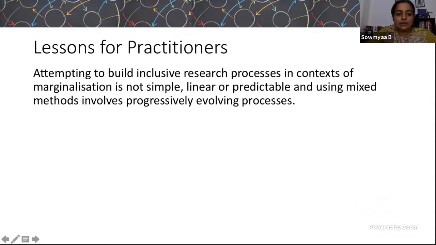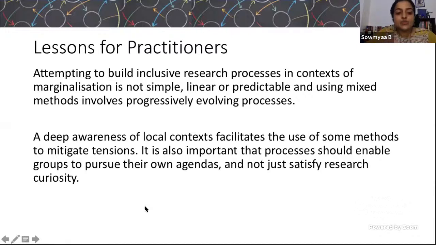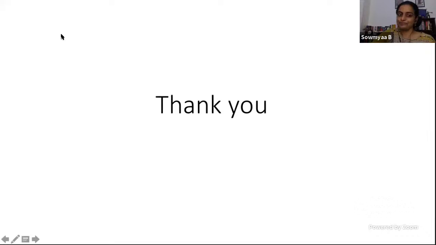So in any way, attempting to build any kind of inclusive process in the context of marginalization, as we know, is not simple, it is not linear, and is not predictable. And using these kinds of mixed methods definitely helps to evolve a lot of processes over time. And I think having a very deep understanding of local contexts definitely facilitates the use of research to mitigate a lot of tensions. If any of these methods become context agnostic and are replicated without any localized modification, there's definitely a danger of exacerbating an already tense situation. So it's very important that processes should help groups to pursue their own agenda and not just satisfy the researcher's curiosity. Thanks.